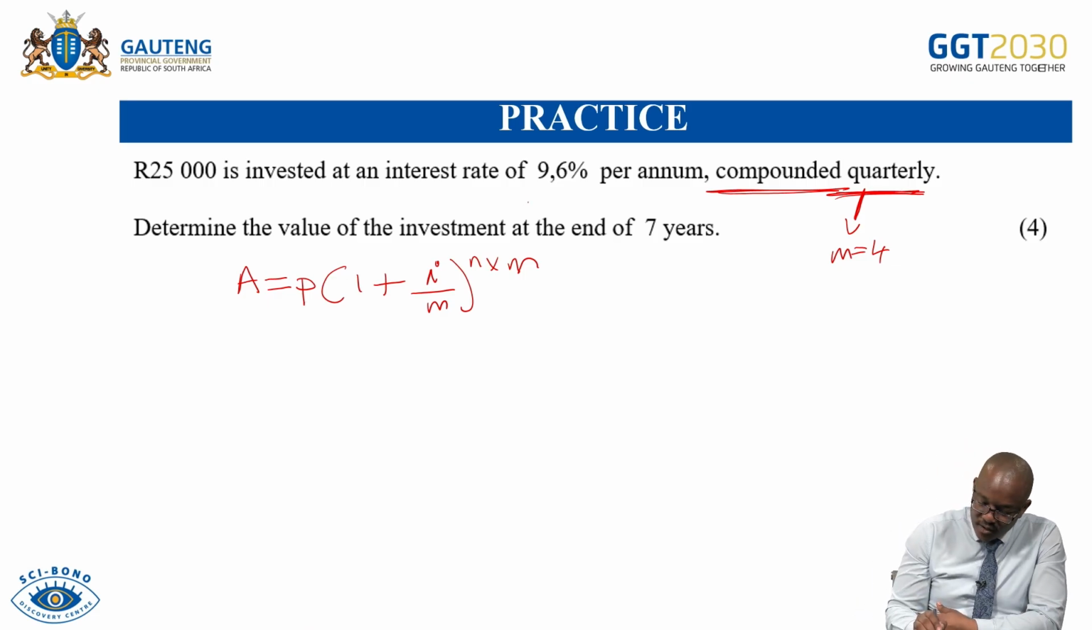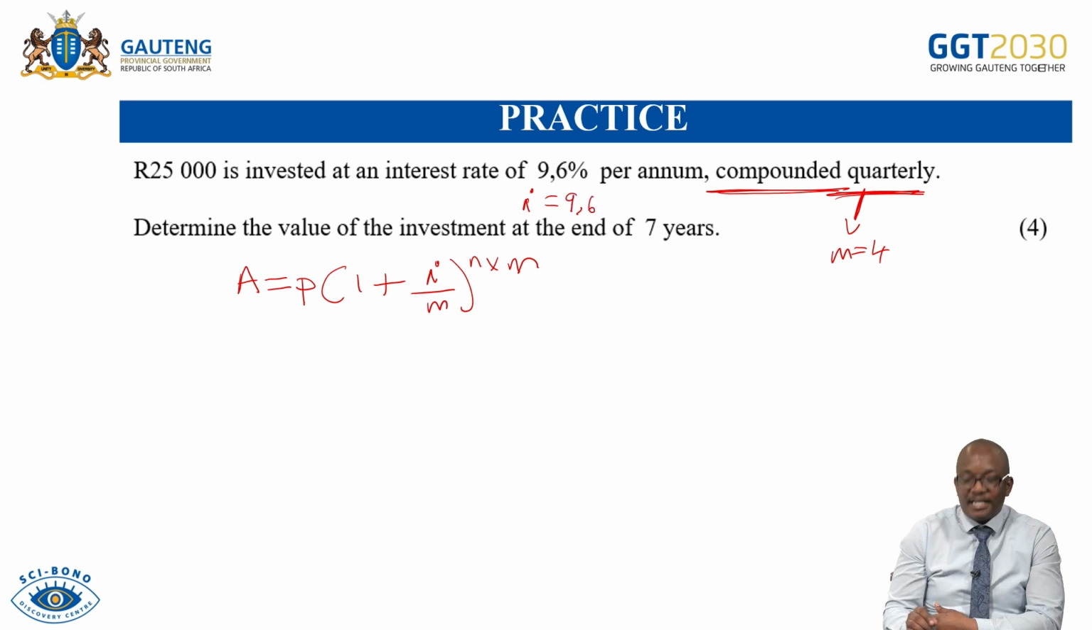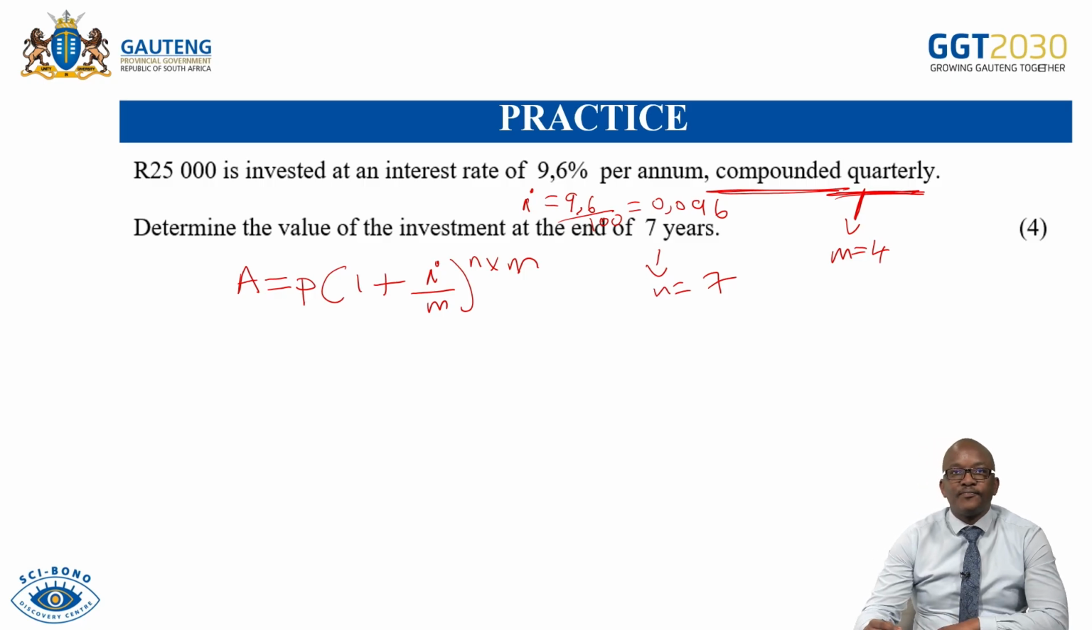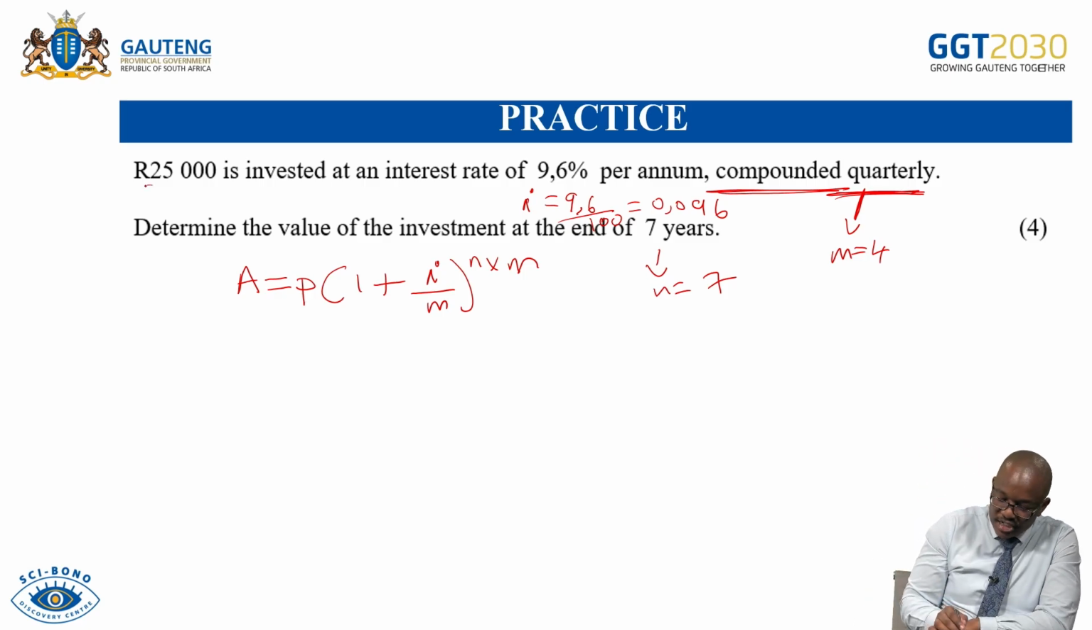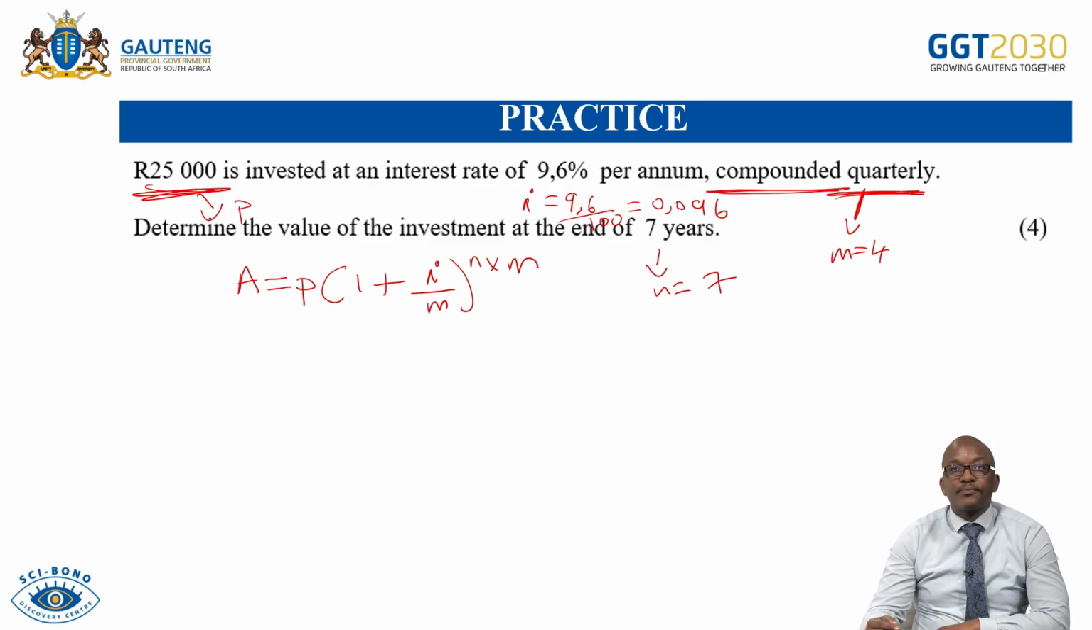Then you have your i, which is 9.6%. If you divide it by 100, you will get 0.096. Then we have n, which is represented by the number of years, which is 7. Then we have our initial amount that is deposited there, which is P. So those are the things that you need to substitute in this formula.